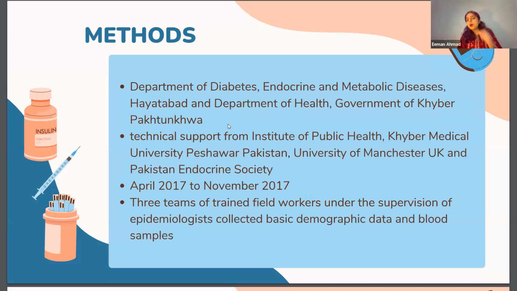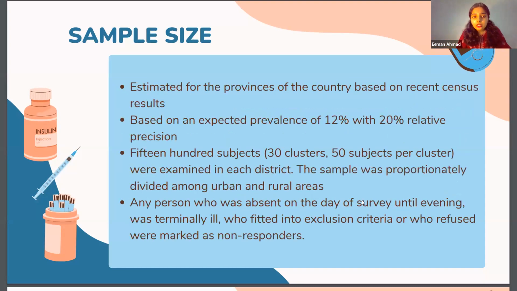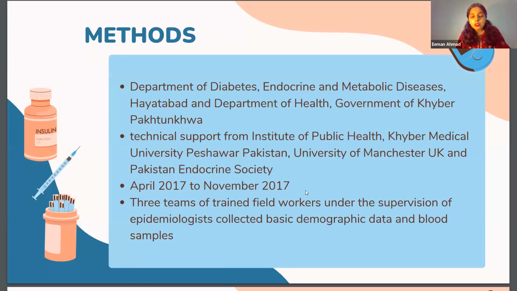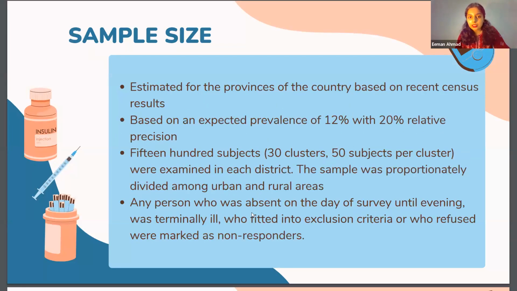All right. The survey was actually done by the government of Khyber Pakhtunkhwa with support from the UK. The survey was done from April 2017 to November 2017. I have not included all of the districts that were mentioned in the paper, but they randomly selected districts from all across Pakistan. And the sample size was estimated for the provinces of the country based on the recent census results.